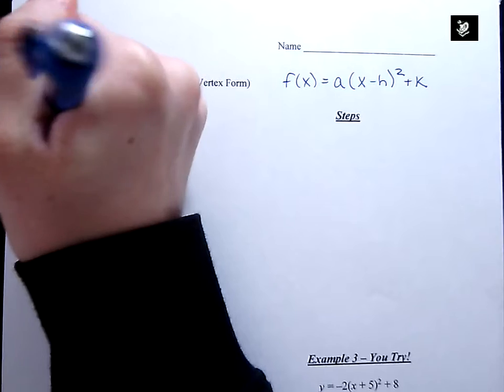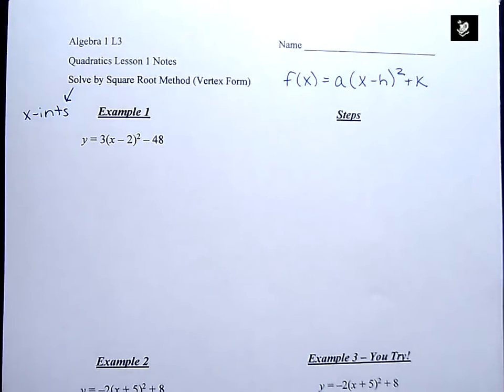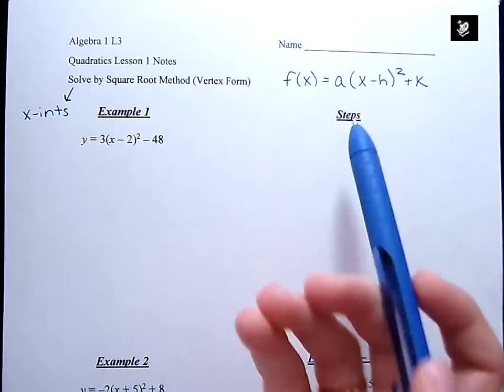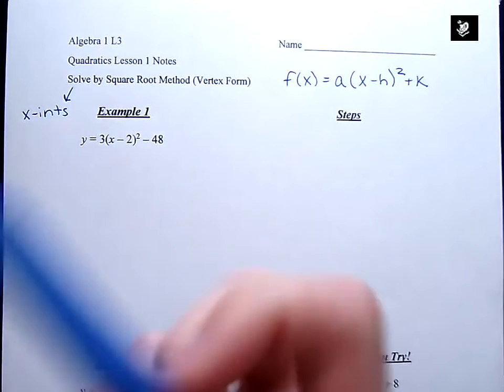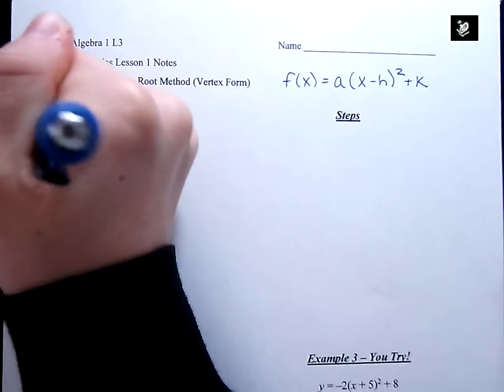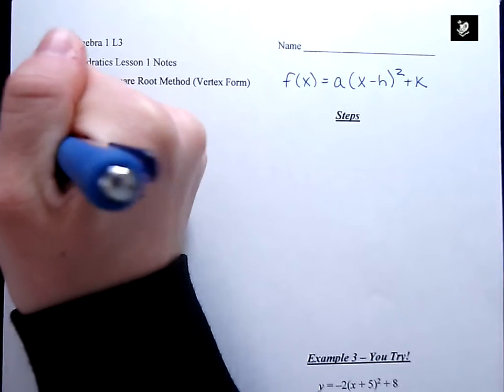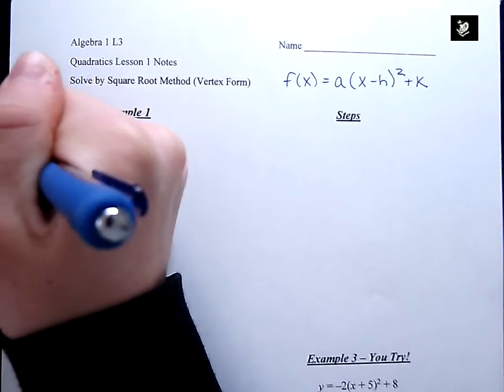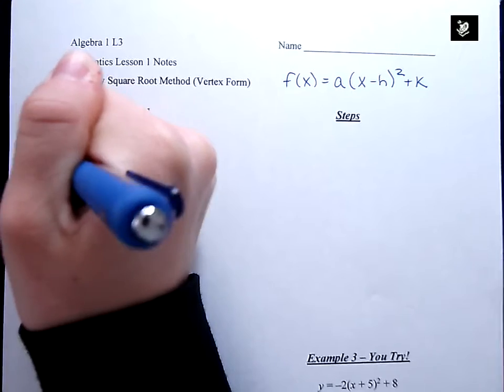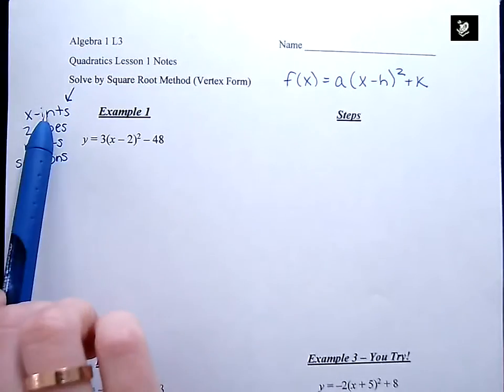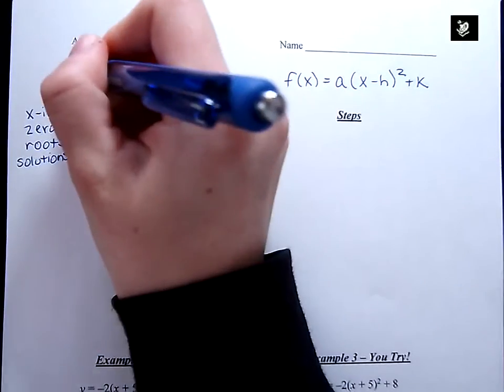Okay, which we've already done before, but we've done it only with linear equations. Now we're going to do it with quadratic equations. They could also be called zeros, okay, or roots, or solutions. So these are the 4 different names you could have for the x-intercepts when solving a quadratic equation.